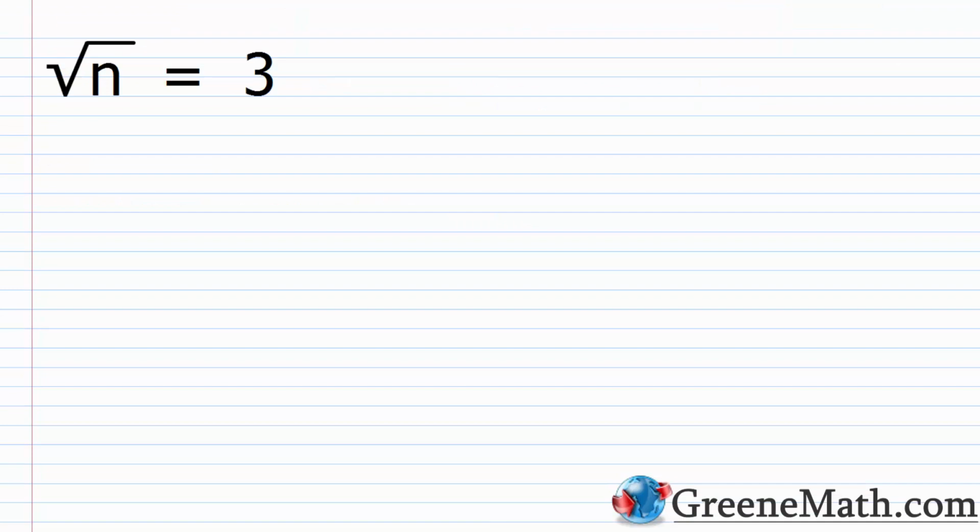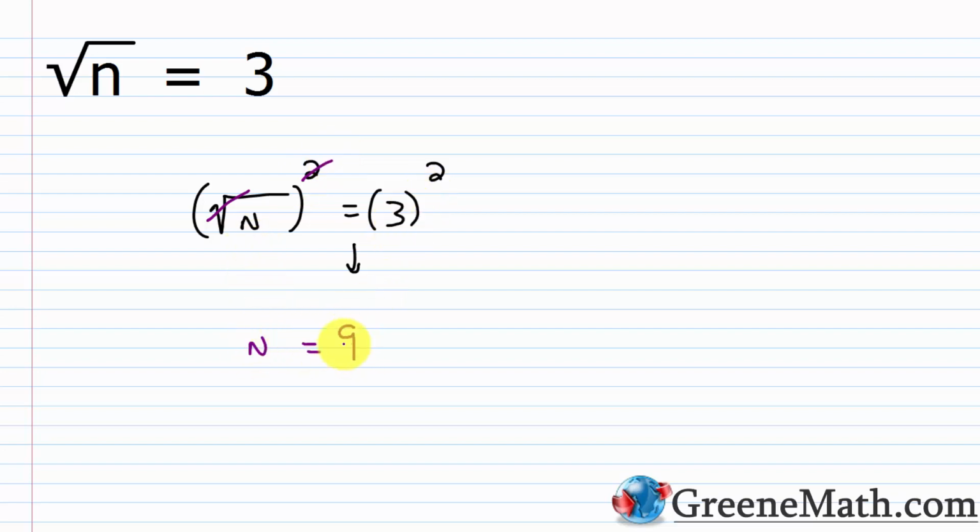All right, let's start out with something very, very easy. So we have the square root of n is equal to 3. So the radical is already isolated here, so I don't need to do that step. I would just start out by squaring both sides. So if I have the square root of n is equal to 3, and I square this side and I square this side, what's going to happen is this cancels with this, and I just have n, and 3 squared is 9. So n equals 9. I get one solution there.